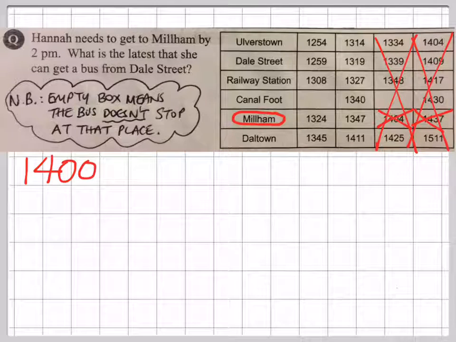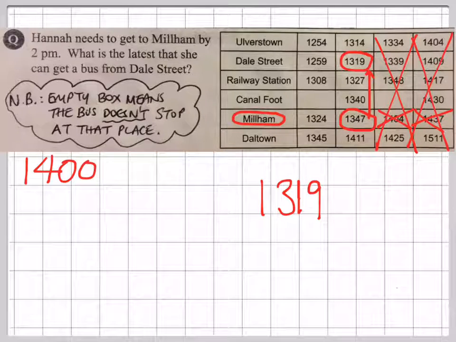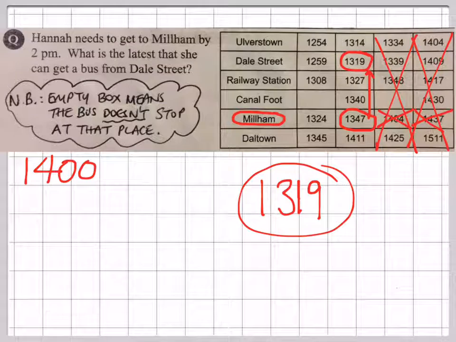It says, what's the latest that she can get a bus from Dale Street? Well, this is the bus she's going to want to get off at Millom. So the time she's got to get on at Dale Street, if we go back up this bus journey, would be 13:19. So 13:19 is the bus that she would need to get from Dale Street.